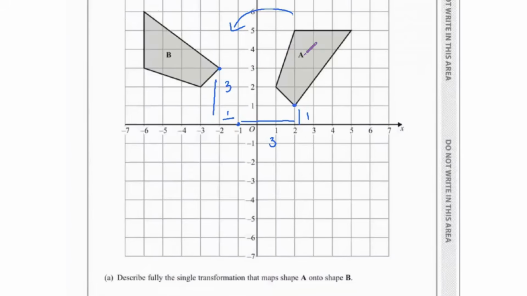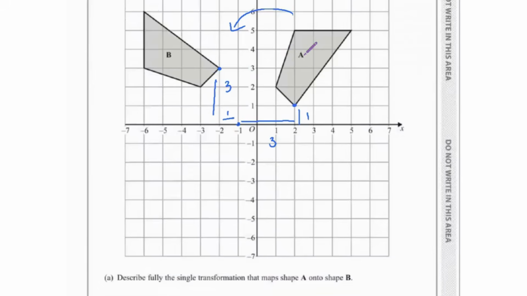When we are rotating the shape 90 degrees, whether it's clockwise or anti-clockwise, what happens is that the horizontal and vertical distance of a point from the center always swap. And that is happening over here. Now the horizontal distance is 1 and the vertical is 3, which means -1, 0 is your center of rotation.